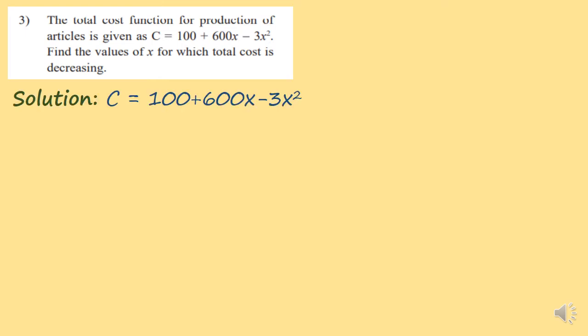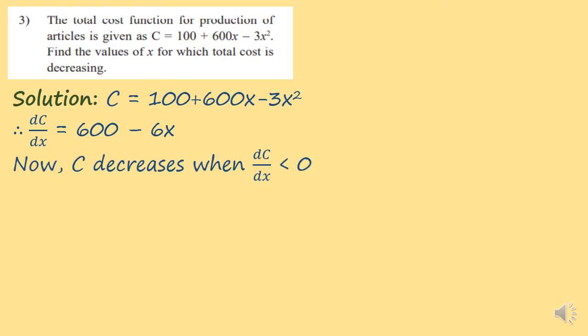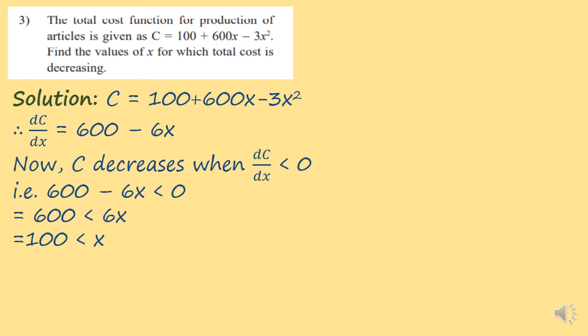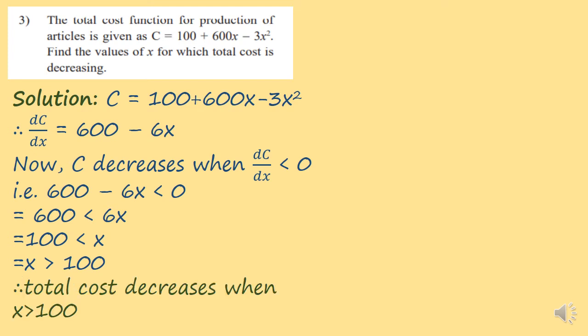Again, from C is equal to 100 plus 600x minus 3x square, we find the derivative of C with respect to x. So dC by dx turns out as 600 minus 6x. Now the cost is decreasing when dC by dx is negative, that is, less than 0. That means 600 minus 6x is less than 0, or 600 is less than 6x, or 100 is less than x. We can write this as x greater than 100. So we say that cost decreases when the number of commodities is greater than 100.